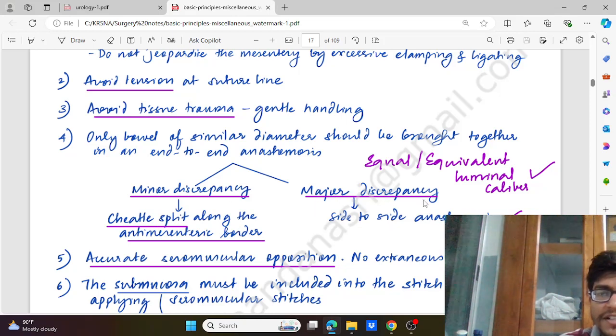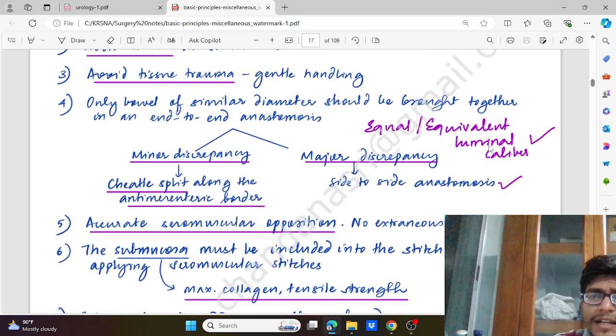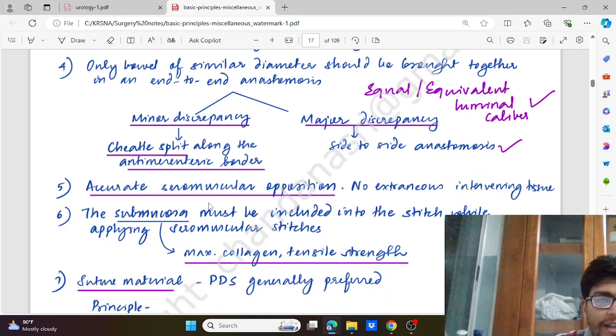If there is major discrepancy, where it is not possible to anastomose with a little slit, or it will be too large, then we have to go for side-to-side anastomosis or even end-to-side anastomosis. So equal or equivalent luminal tissue should be anastomosed end to end. Then accurate seromuscular apposition, so there should be no extraneous intervening tissue. Extra tissue should not be between the anastomosis.